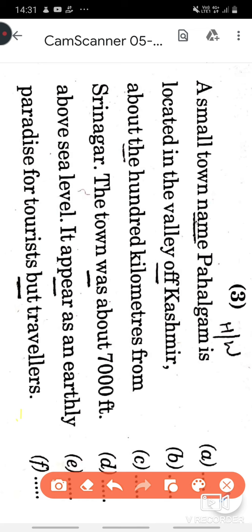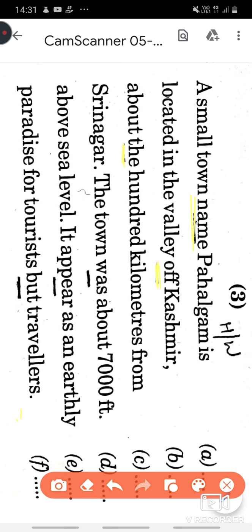So let's start. A small town named Pahalgam, here the error is in the word name, is located in the valley of. Now this is OFF. It is an error of preposition, underline OFF. Kashmir, about the 100 kilometers from. Error is of the article the.